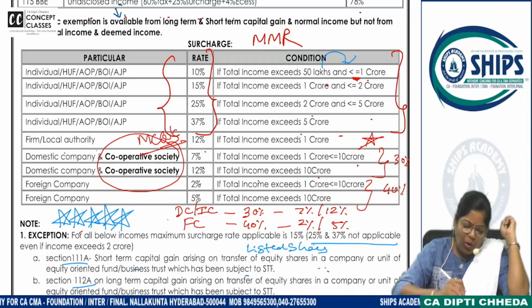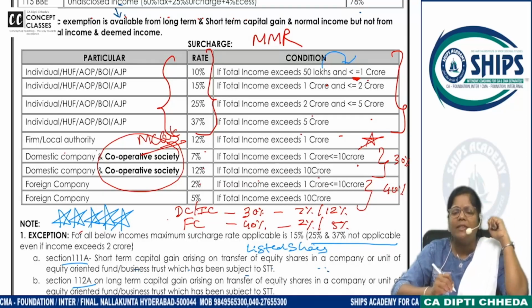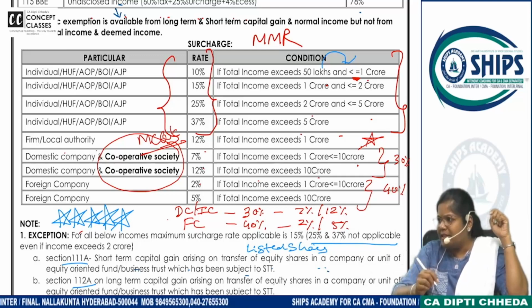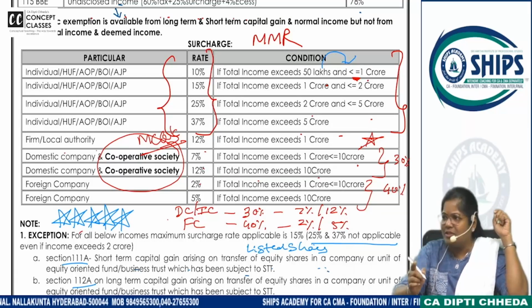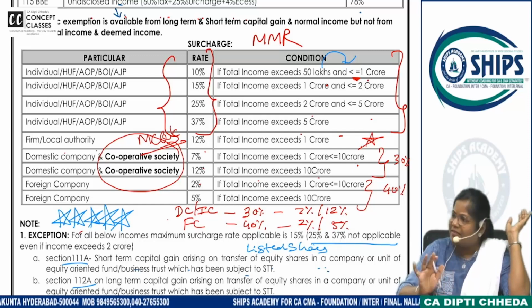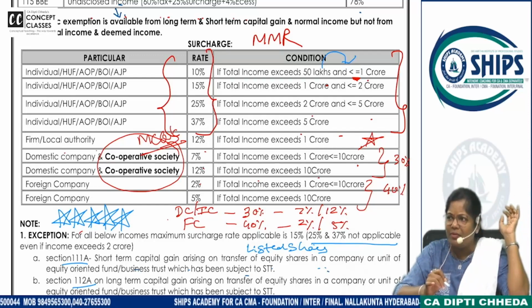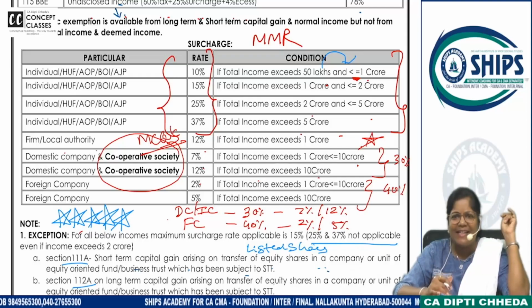Clear? So cooperative society from this year, how much surcharge will they pay? 1 crore to 10 crore, 7%. Above 10 crores, all surcharge rates are over. What is MMR? Is the concept clear to all of you? You will be able to do it in the calculator.